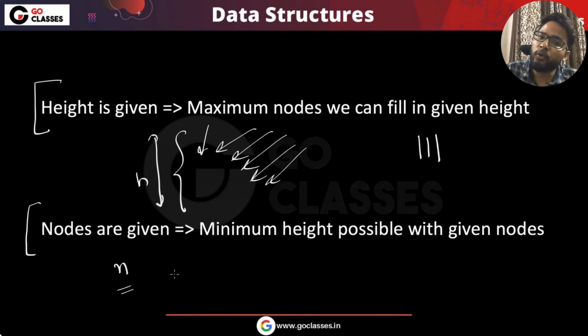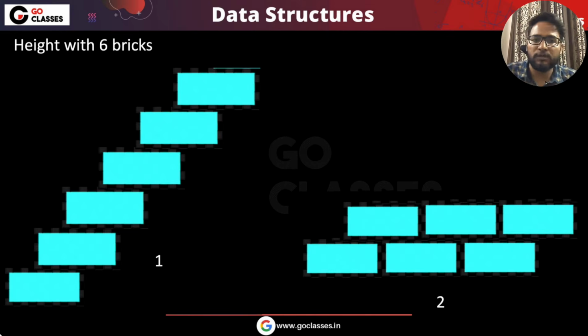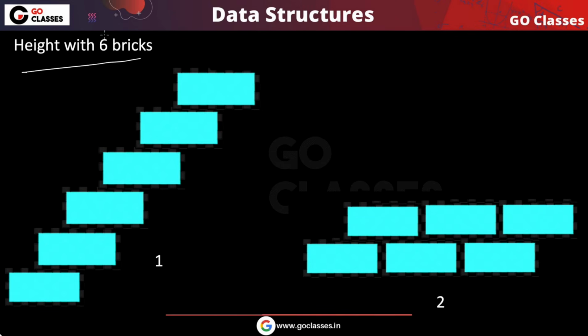They are saying nodes are given. I mean, nodes are fixed. You do not have much nodes. You do not have unlimited nodes. And what is the minimum height possible with these nodes? See, if you want the minimum height for the given nodes, let me explain with another example. Suppose this example is given to you, and they are saying the height with 6 bricks. So basically 6 bricks are given. The number of nodes or bricks is given to be 6.